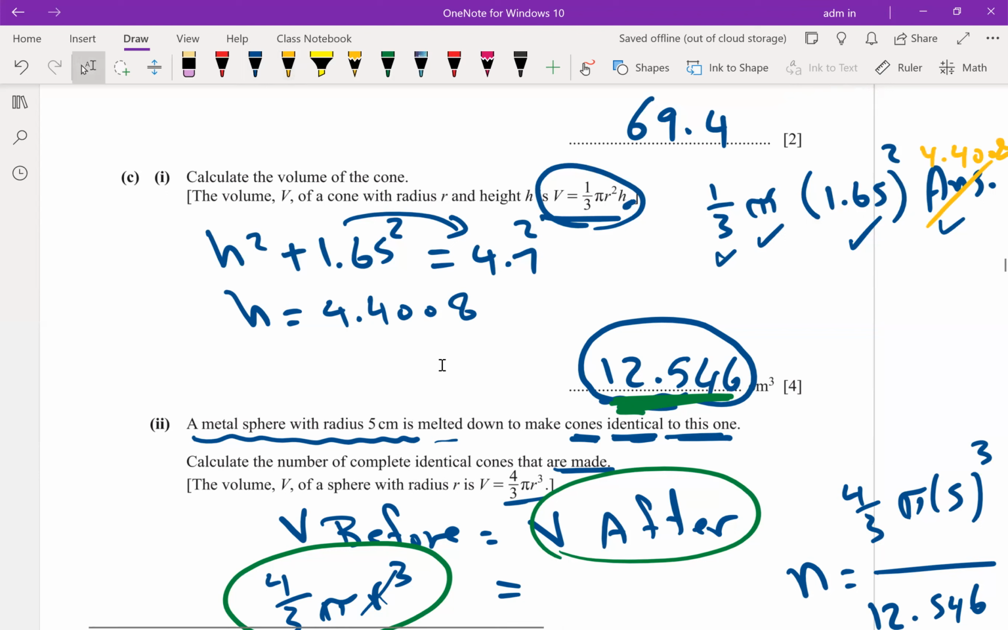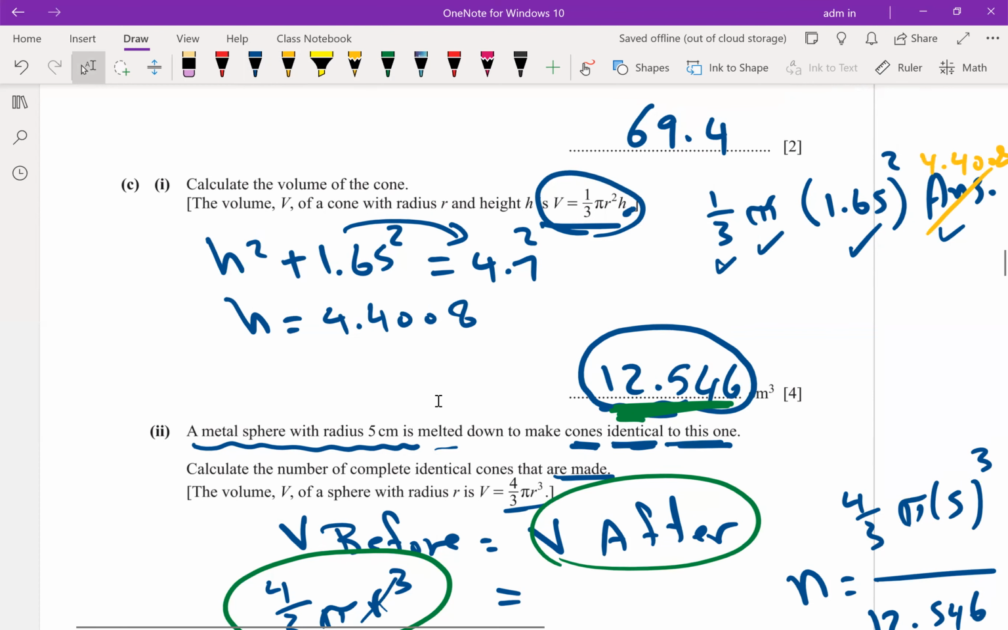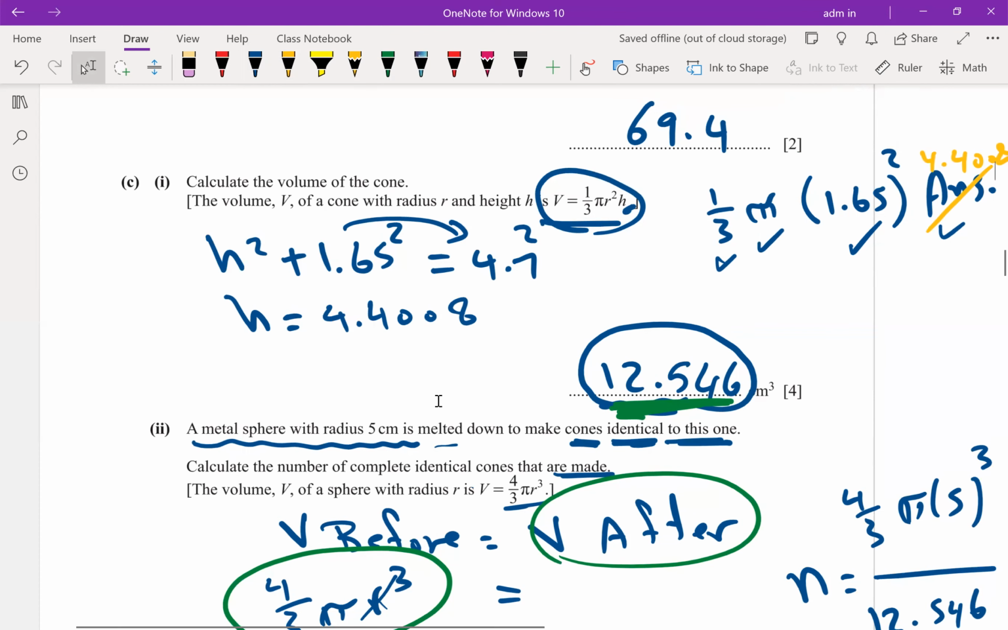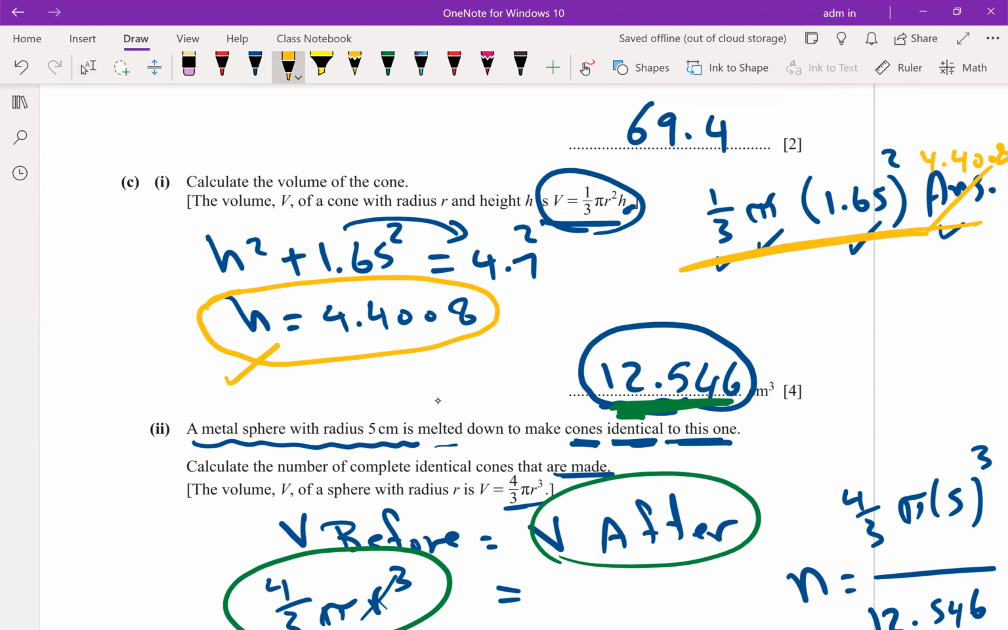Clear? Mister, didn't we find the height in the previous question? C1, you're asking about C1. Yes, in C1 we found the height, right? We found the height first, then we use the volume formula. So this is the final answer of the volume.